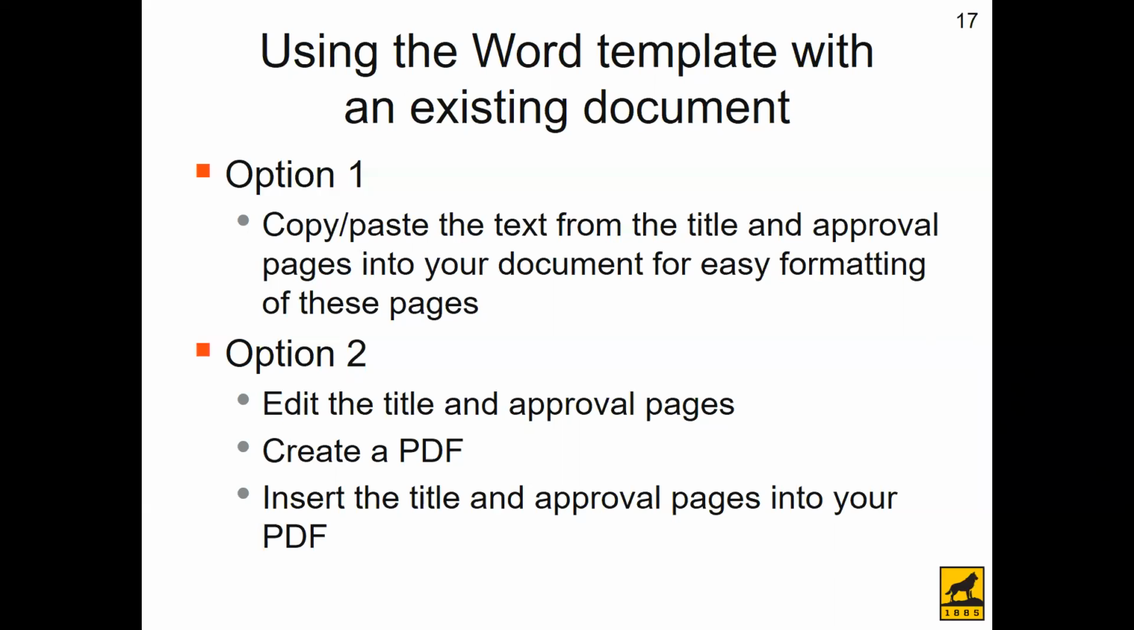Option number 2, let's say you're a LaTeX user. Maybe you found a format from another university and you absolutely love their template and it meets all of our other needs, but the title page and approval pages are different. You could use the template to fill in the title and approval pages. You could create a PDF of that and you could combine them together. So that's a way that somebody that's using LaTeX or some other piece of software entirely could use the template if they have an existing document that they'd rather keep working with.